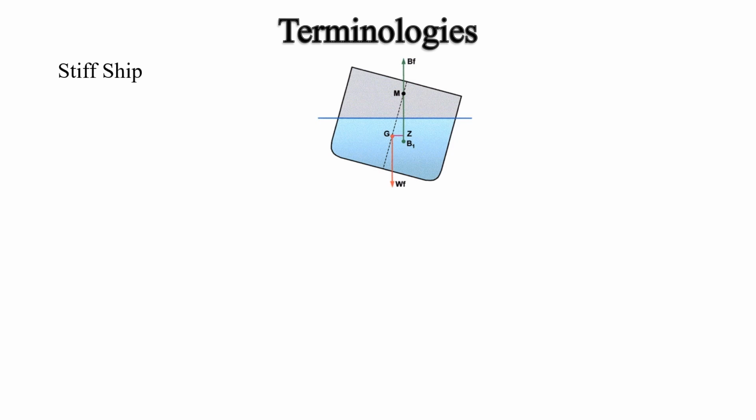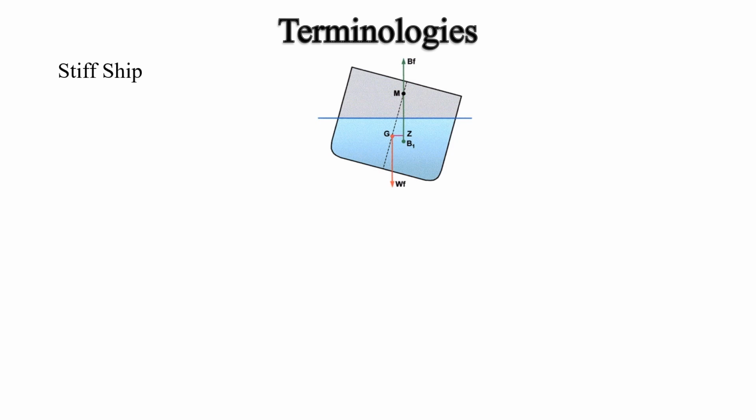Now let us look at a condition that can be created when we have a large GM and hence we'll have a large GZ. Now here we have a large GM on this diagram and a large GZ, which would lead to the ship becoming stiff. We call it a stiff ship. And this condition will occur when the vessel has heavy cargo loaded near the keel, loaded in the lower part of the vessel.